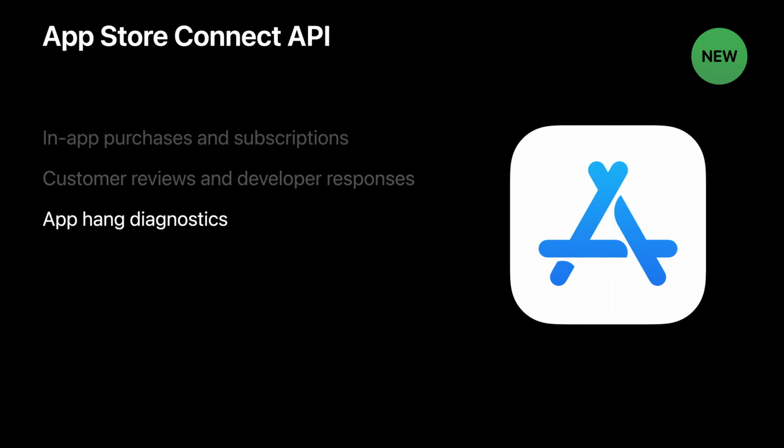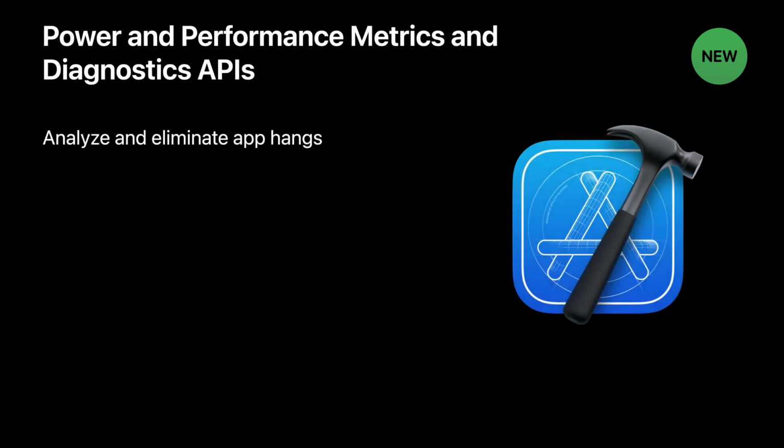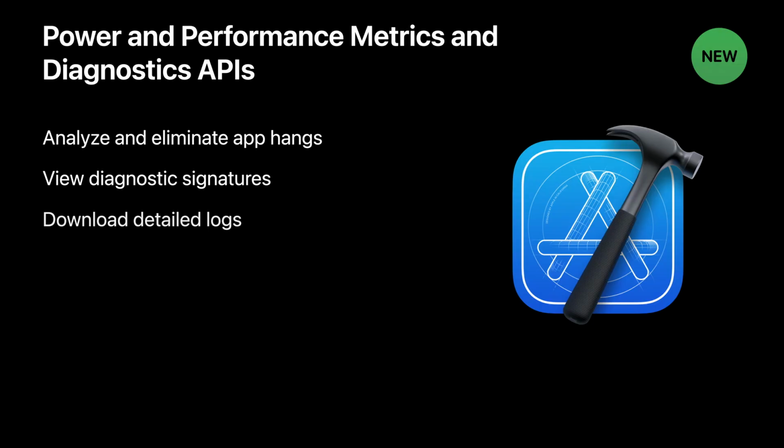And lastly, we're adding additional reporting data to the Power and Performance Metrics and Diagnostics APIs for app hangs. Identifying and eliminating hangs in your app is a great way to increase performance and improve user experience. But until now, you could only view metrics like your app's hang rate through the API. That changes this summer as we're adding a new diagnostic type for app hangs. You'll be able to use this type with the existing Diagnostic Signatures resource to discover the places in your app that contribute most to hangs. Not only that, but you'll be able to see detailed stack traces for these hang signatures through the Diagnostic Logs relationship.